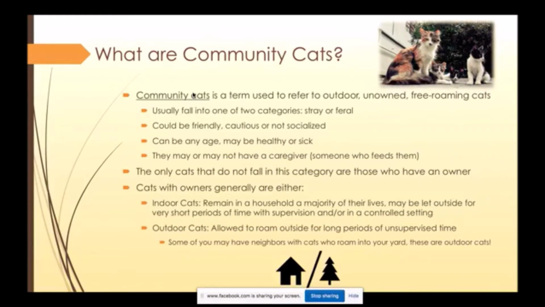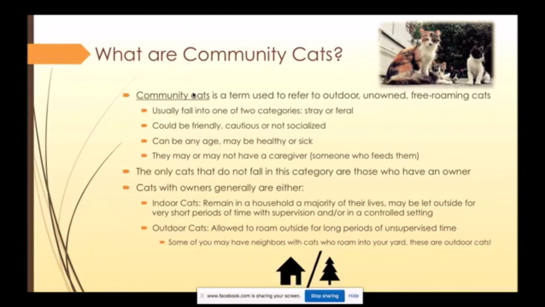Some are friendly, some might be more cautious, some might not be socialized whatsoever and want nothing to do with people. They come in pretty much any age, any health status, so some might be sick, some might be fairly healthy, some might be well fed, others might be kind of struggling to find food. They may or may not have a caregiver.